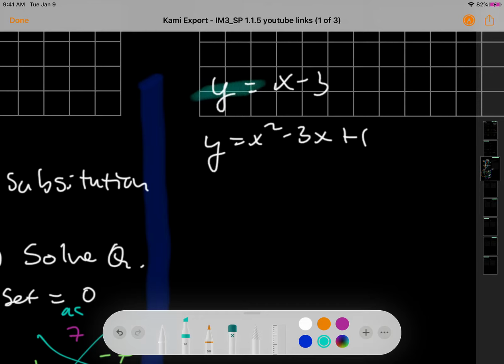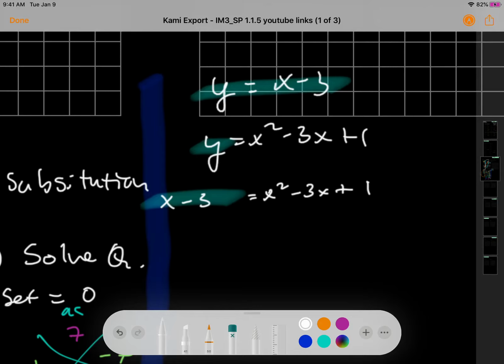Every time we see y, we can write x minus 3. I see y here, and so instead of writing y, we can write x minus 3. On the right side, everything just stays the same. So we just did substitution there. And I'm going to use the steps from the previous problem. We can now solve the quadratic. How do you solve the quadratic? We're basically going to move everything on the left side to the right. Why? Because we're trying to get it set equal to 0.